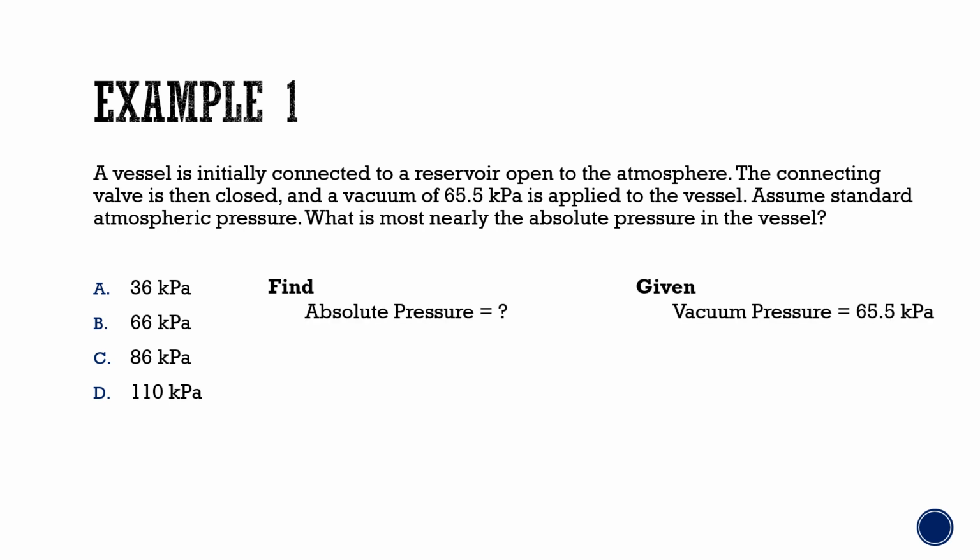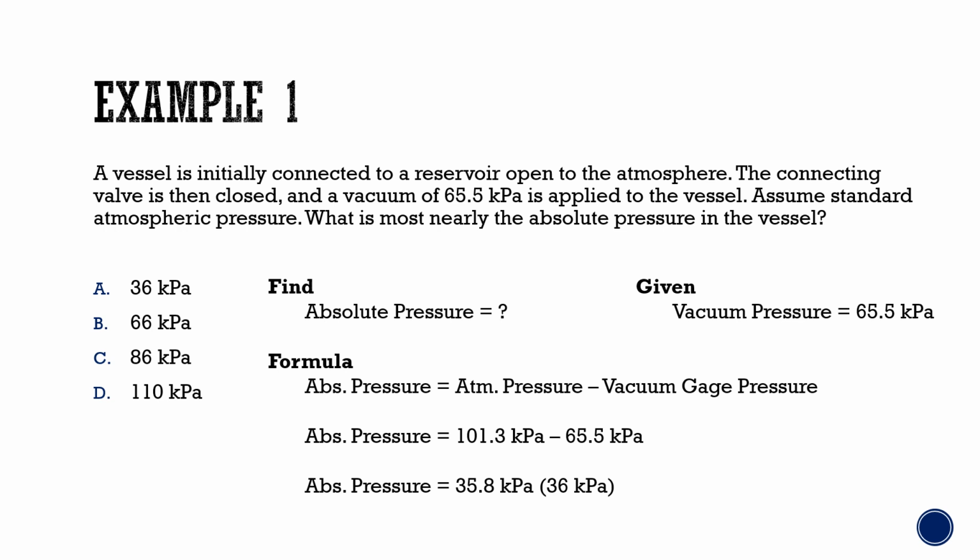For starters, let's write out what we are asked to find along with what information we have been given in this word problem. We are asked to find the absolute pressure, and we are given a vacuum gauge pressure, which is 65.5 kilopascals. From these two pieces of information, we can determine that the formula we will need to use is the second equation I previously introduced. And that is the absolute pressure equaling the atmospheric pressure minus the vacuum gauge pressure.